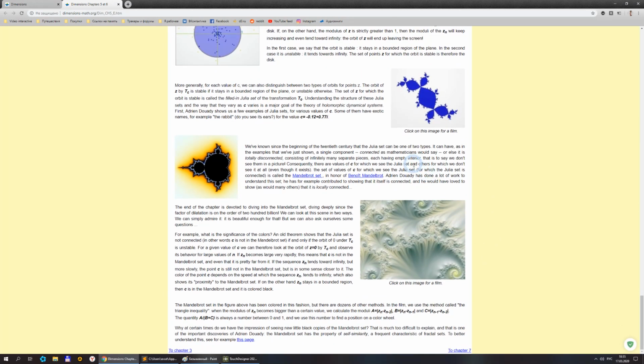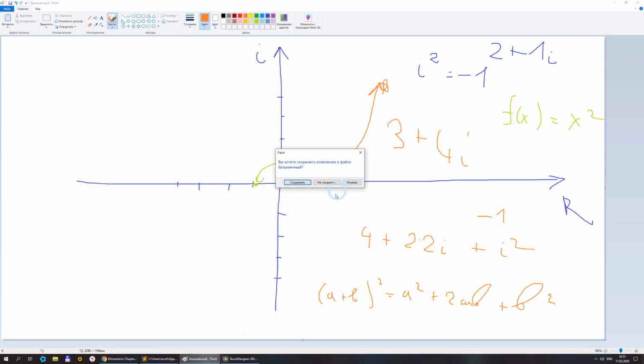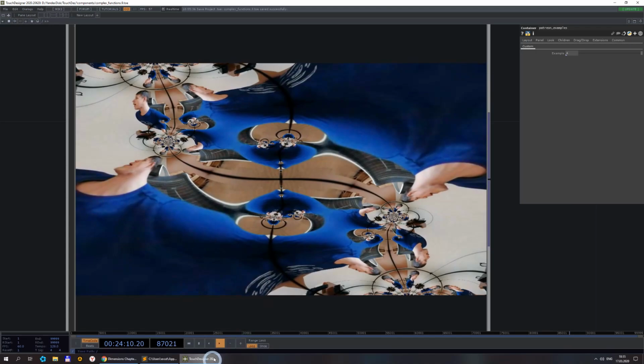Okay, so let's go back to TouchDesigner from Paint, because nobody likes Paint.